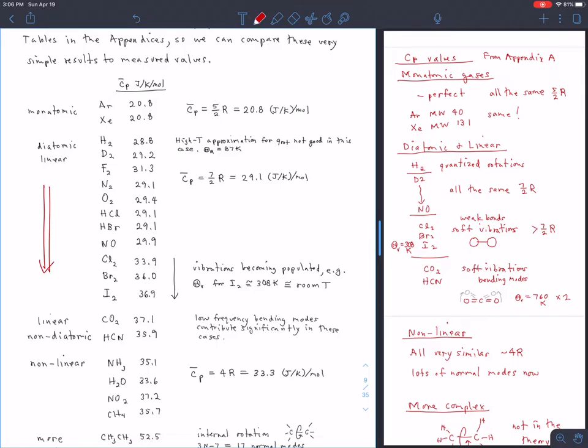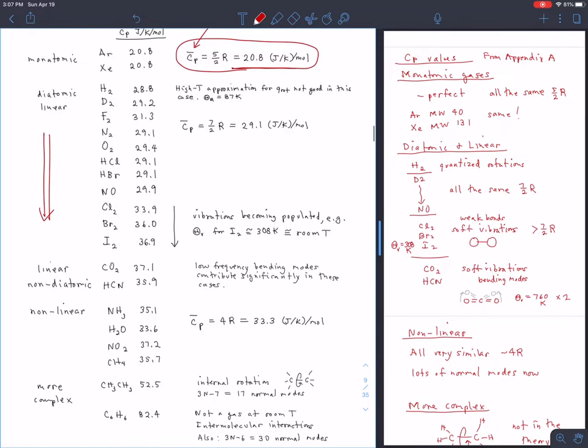Here's the 5/2 nR value. It's 20.8. You know what? I said the wrong thing up above. I said that that was 3/2 nR. Please correct that in your own mind and in your own notes. The 20.8 value is actually 5/2 nR. That's the smallest possible Cp value, not the smallest possible Cv value. Sorry about that.